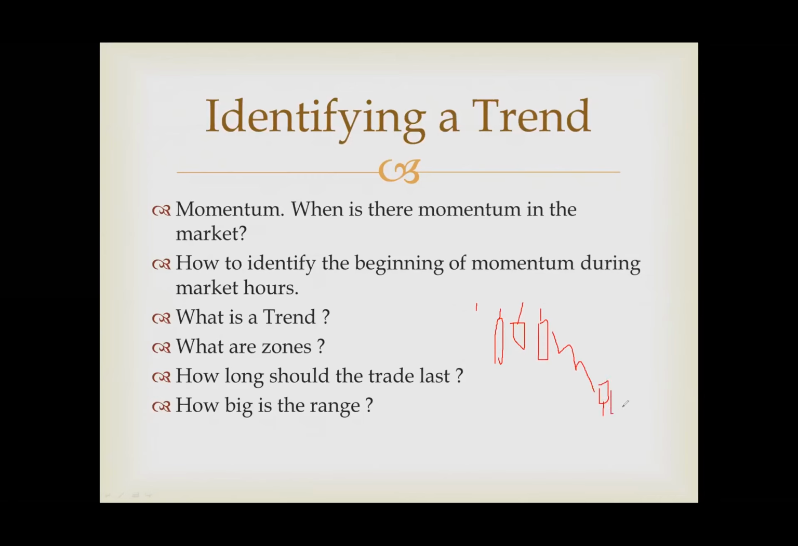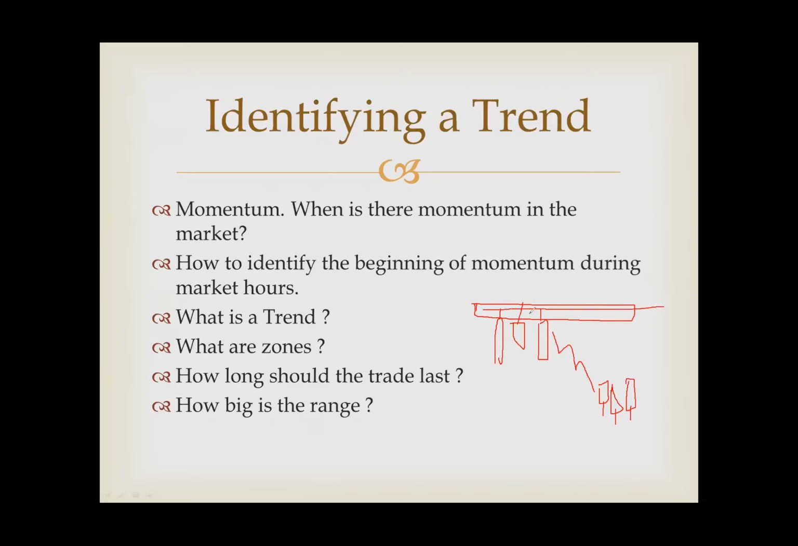I have a completely separate webinar on wicks and zones, so I'm going to link that here. So let's say that you have these wicks here. So this is a zone here, right? Because you've seen that price comes up, it wicks into this area and rejects it. Now, some people would say, oh, we could draw a line. So this is a resistance line, or this is a supply zone, or whatever, right?